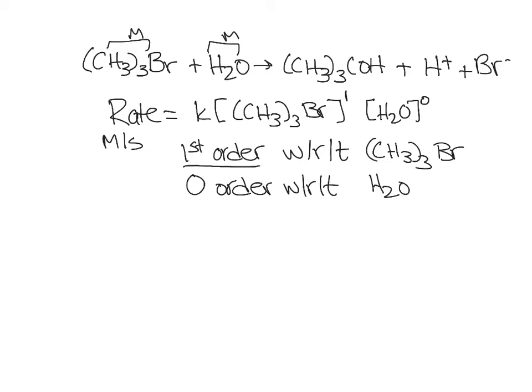And in fact, first order means that if I take the bromomethane and I multiply it by a factor of 2, then I get 2 times the rate. So that's example 1. Here's another example for you.